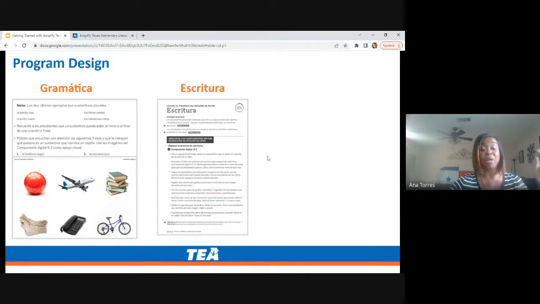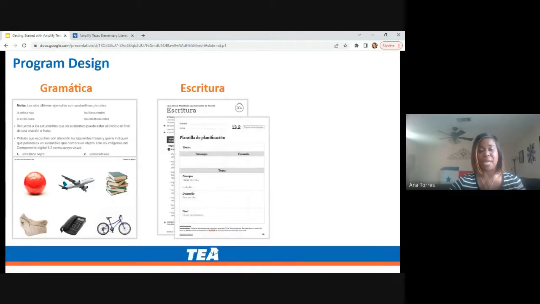Another example that we also wanted to introduce to you is an example of a writing lesson. And so here's an example of a first grade lesson where students are going to be preparing to write their first narrative, and they'll be using a graphic organizer to help them do that.